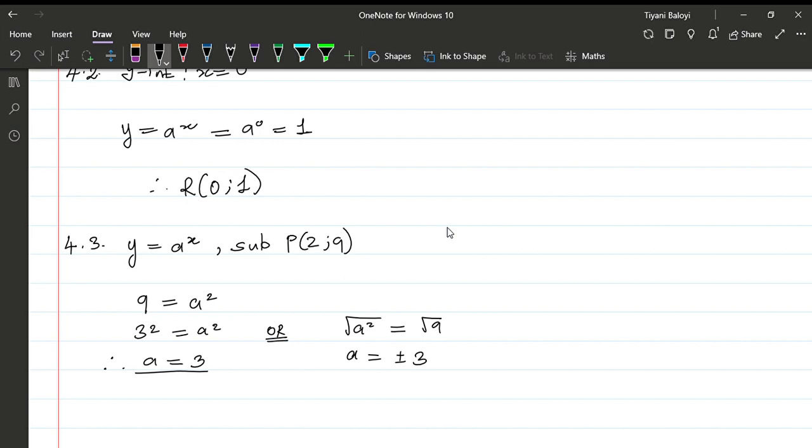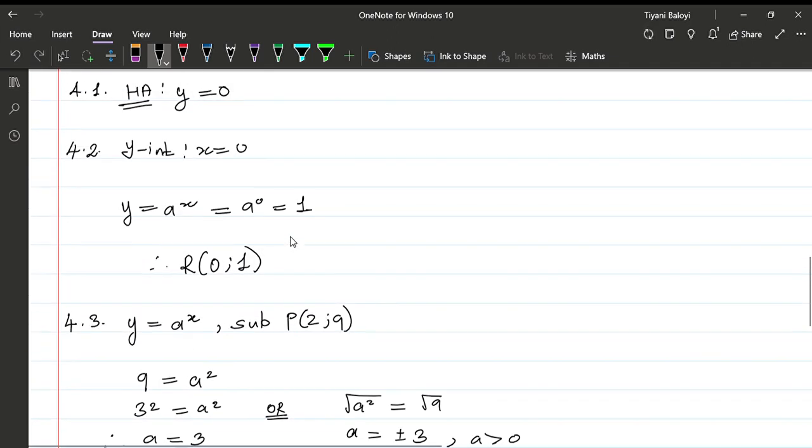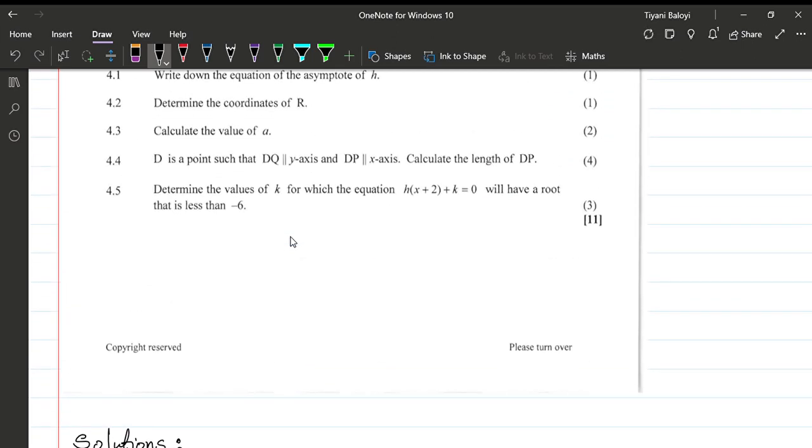So here we are already given that a is greater than 0. So you can just write a is equal to 3. We just remove that minus because we are given that a is greater than 0, right? Okay, so we have calculated a.